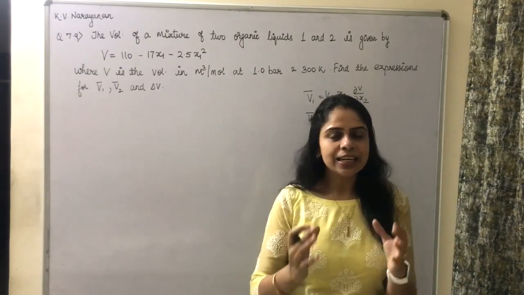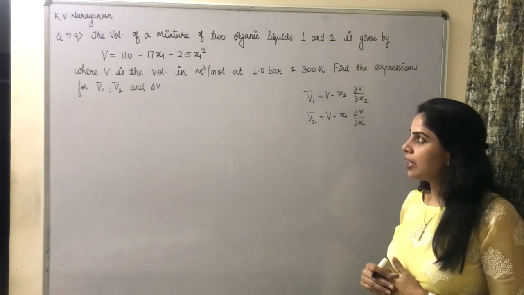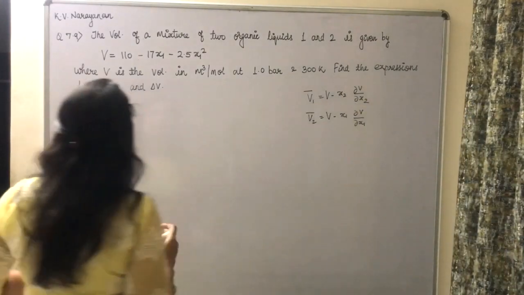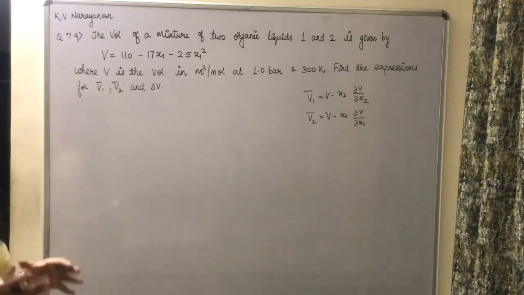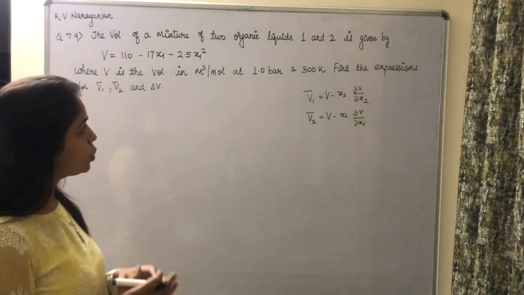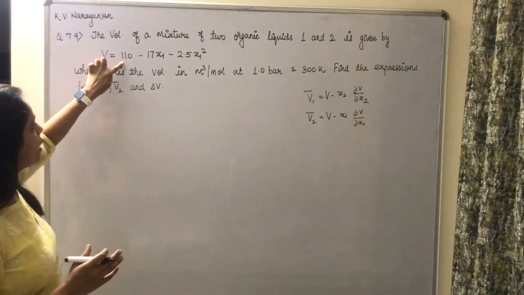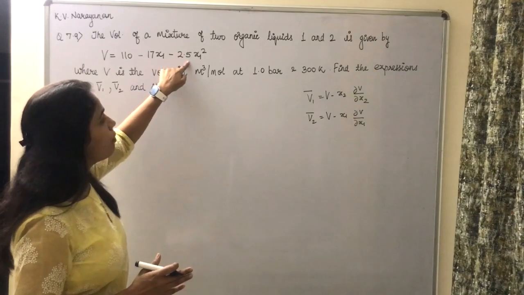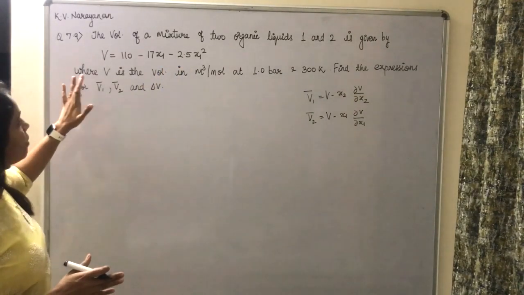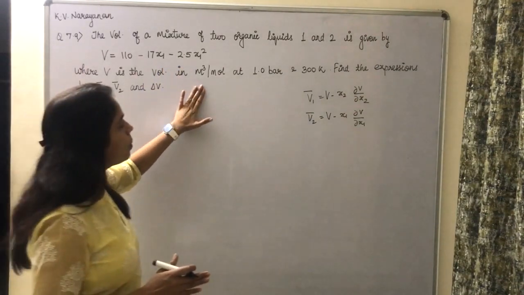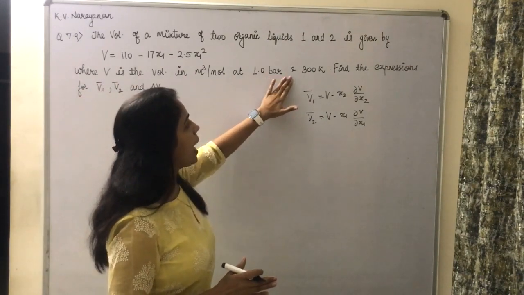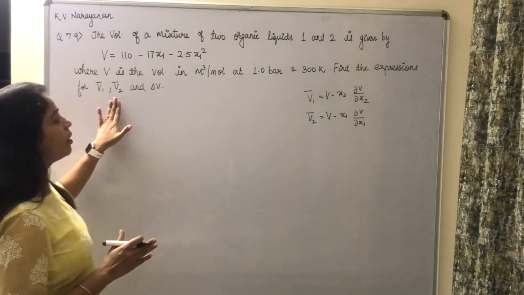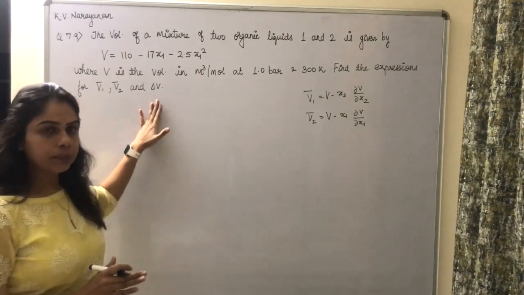So now let's discuss the next problem, which is from KV Narayanan, and the question number is 7.9. The question is: the volume of a mixture of two organic liquids 1 and 2 is given by V = 110 - 17x1 - 2.5 x1², where V is the volume in meter cube per mole at 1 bar and 300 Kelvin. Find the expressions for V1 bar, V2 bar and delta V.